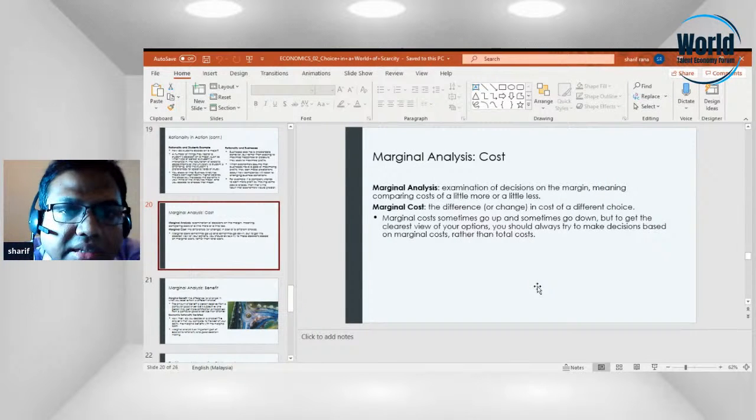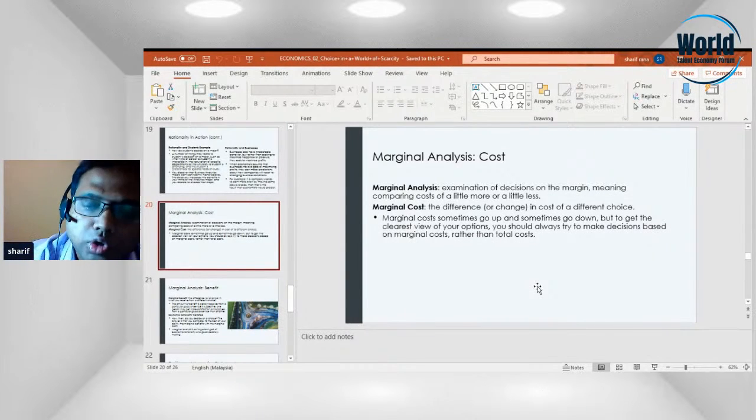Marginal analysis. Examination of decisions at the margin, meaning comparing the cost of a little more or a little less. Marginal cost is the difference in the cost of different choices. Marginal cost sometimes goes up and sometimes goes down, but to get the clearest view of your choice options, you should always try to make decisions based on marginal cost rather than total cost.